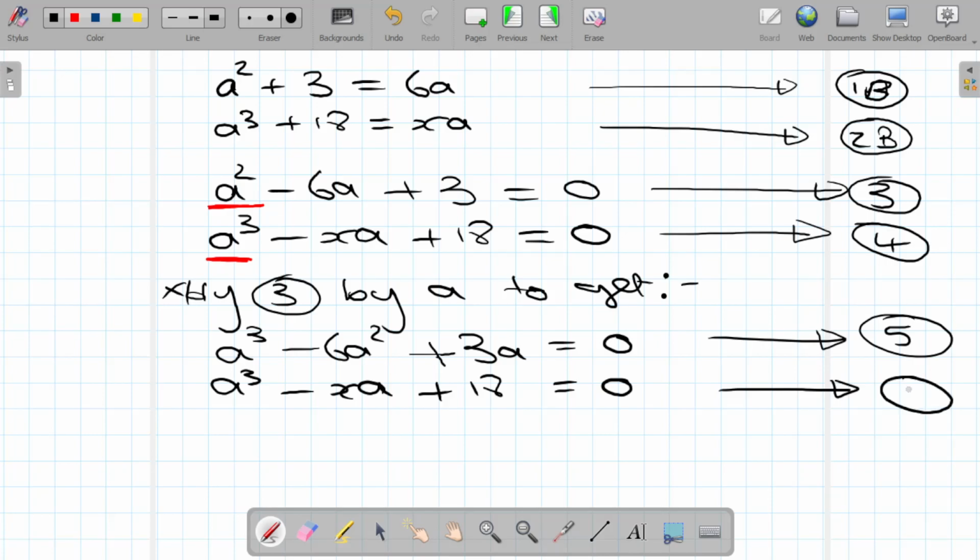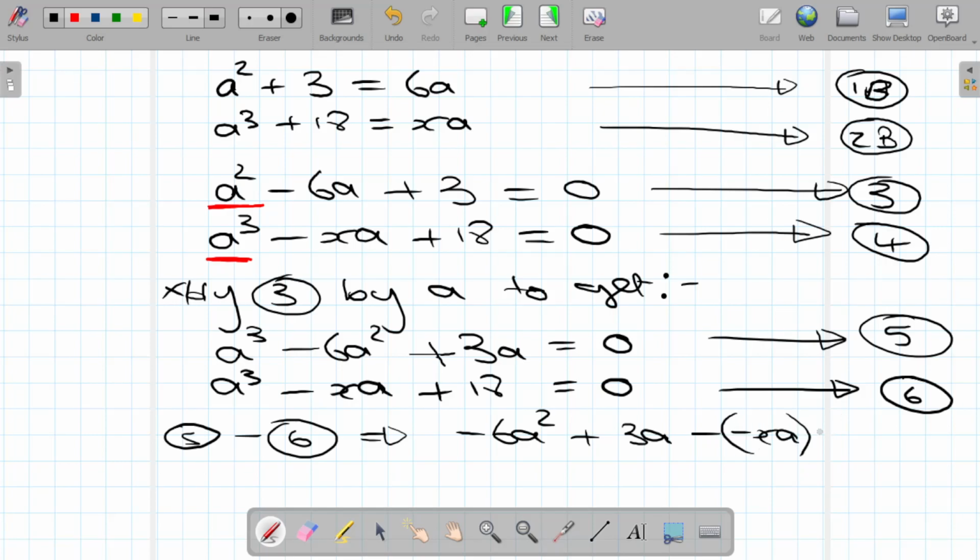And that's equation 6. Now, if we subtract equation 6 from equation 5, we can write it like this. Equation 5 minus equation 6 gives minus 6a squared plus 3a minus a minus xa minus 18, and that's just equal to 0.